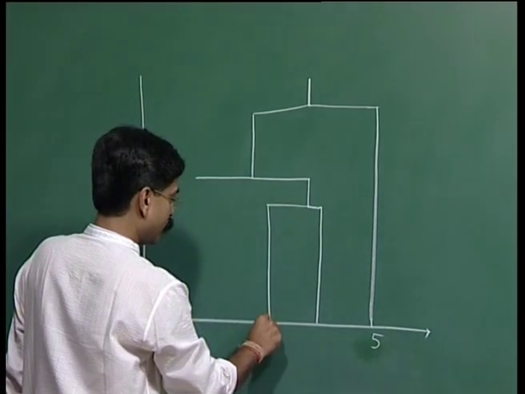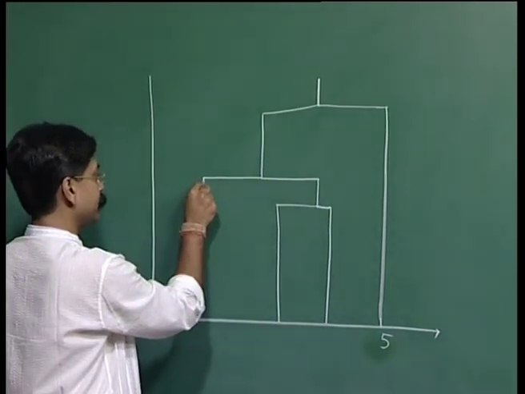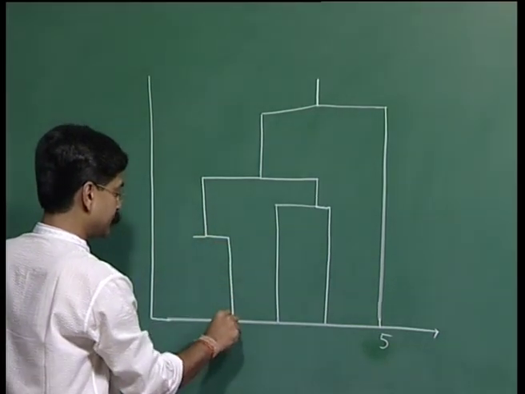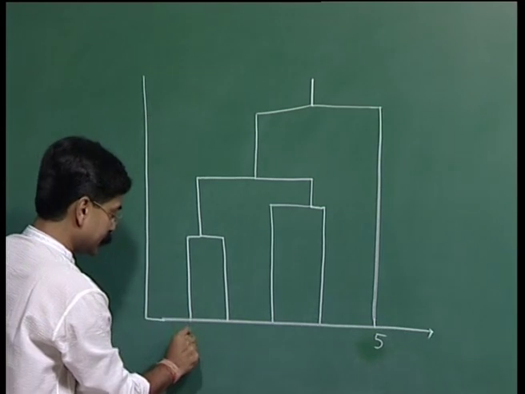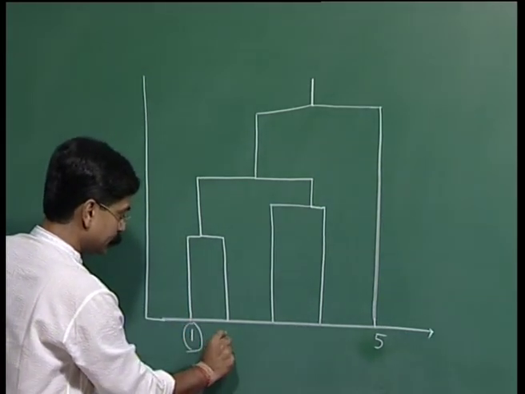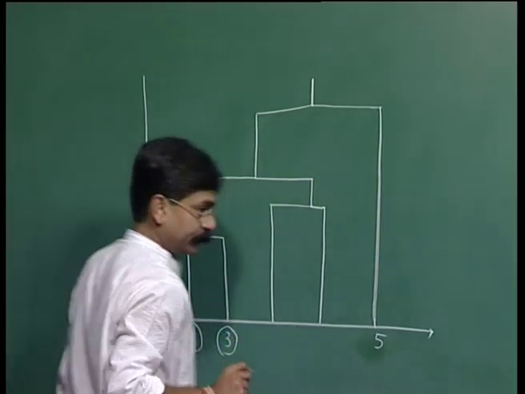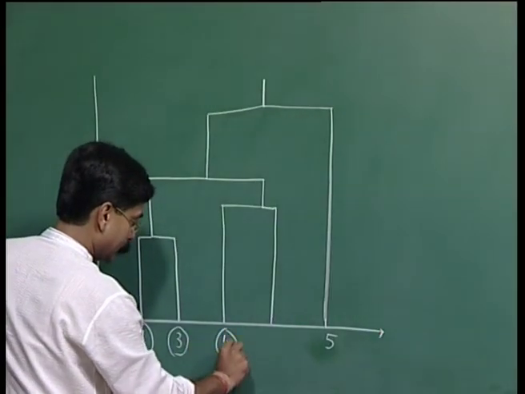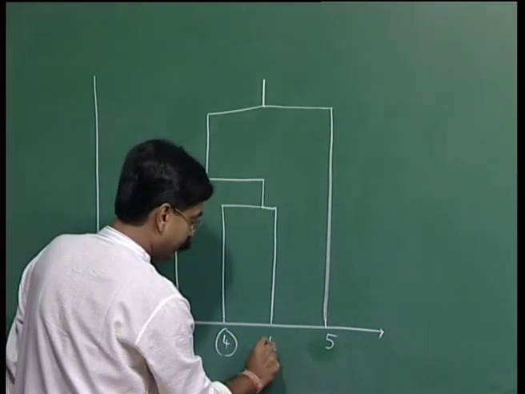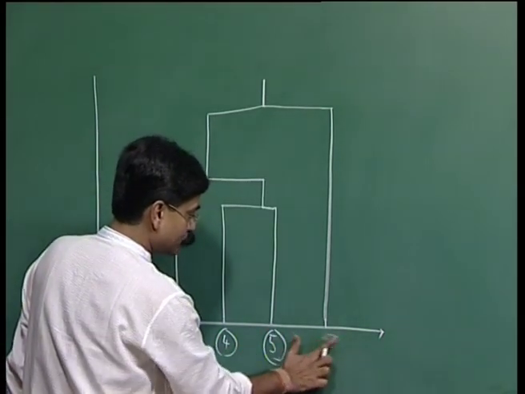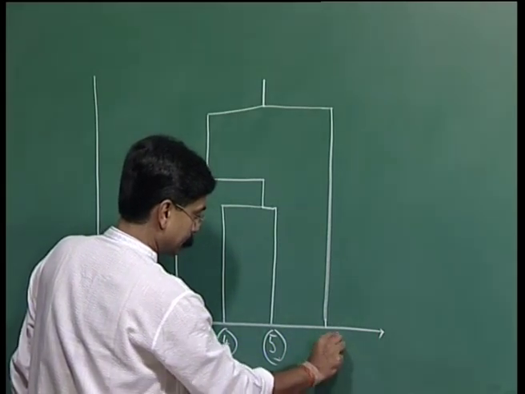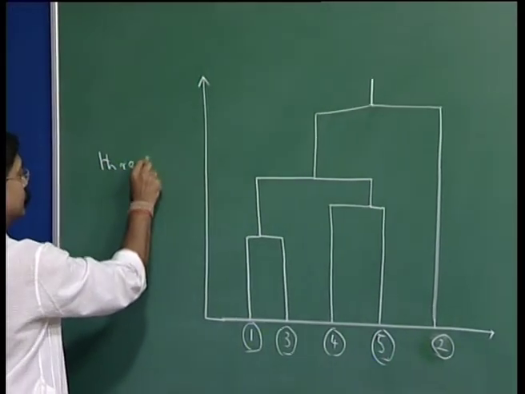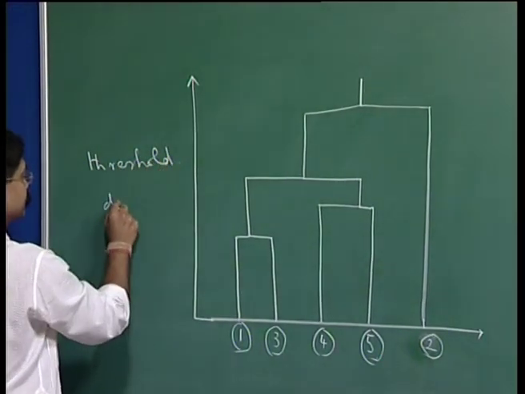One of them was containing 1 and 3 perhaps, which was the first to get formed into one cluster. So this is case number 1, this was case number 3. So this is 1, 3, 4 and 5 here, and we had this as 2. And this axis is basically the threshold distance axis.